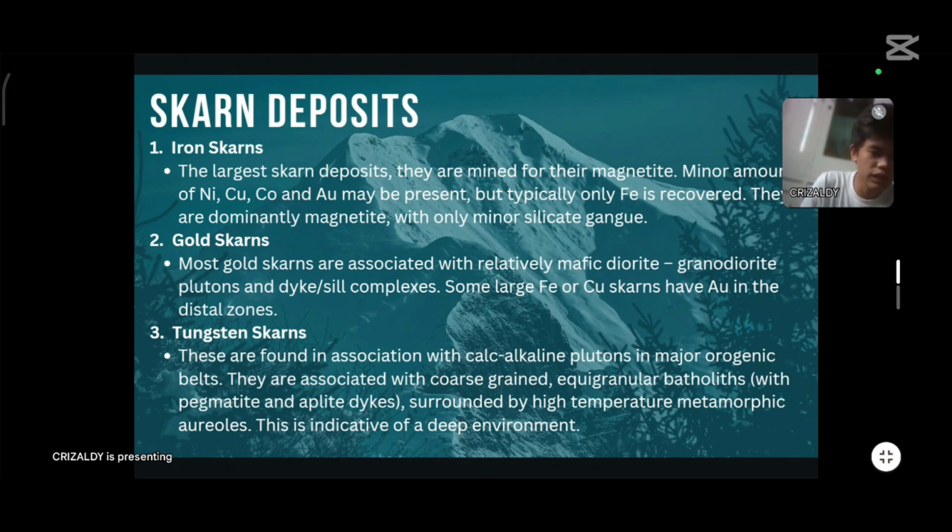Next, what is the tungsten skarn? These are found in association with alkaline pluton in major orogenic belt, and they are associated with coarse grain, equigranular batholith with pegmatite and aplite dikes surrounded by high temperature metamorphic rocks. This is indicated in deep environment.